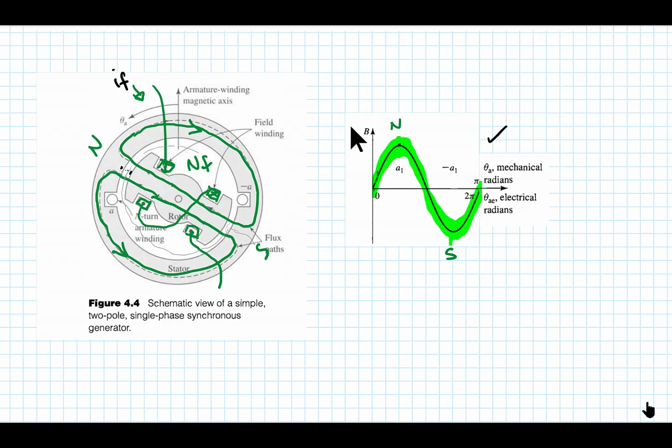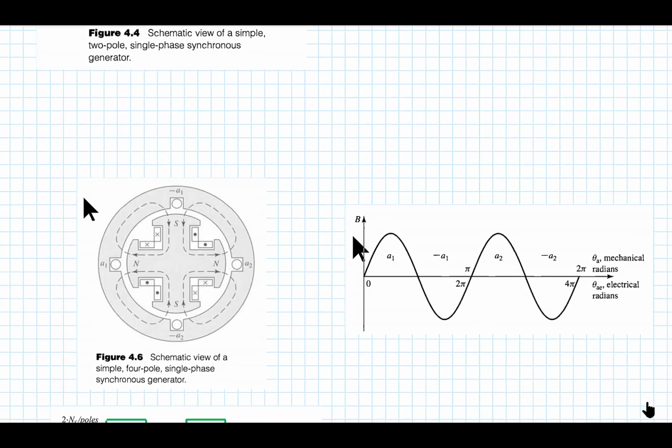So the flux density distributes around 360 degrees of the rotor. Now, what if we were to change the rotor structure to make it look like this? What we've done in this case is we have increased the number of poles. So what we're looking at right now is what's called a 4-pole synchronous generator.